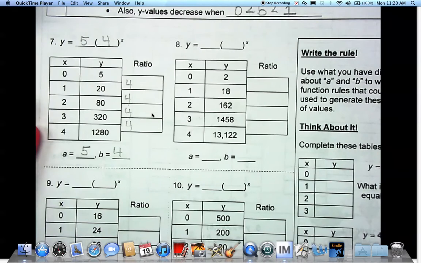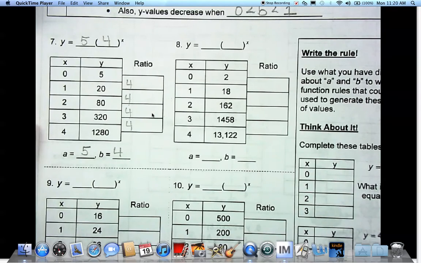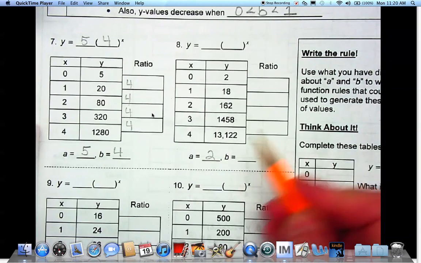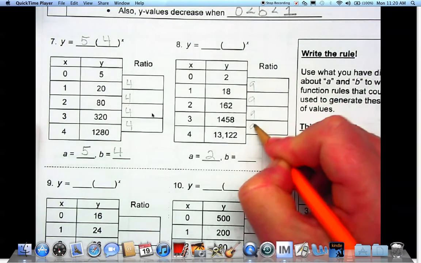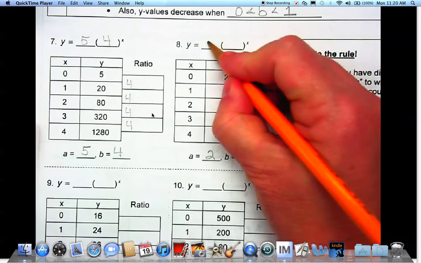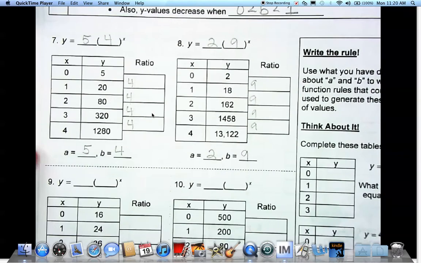Okay, what about 8? What does it start with? 2. And that is your A. What is it multiplying by? 9. This is 2 times 9 to the x.